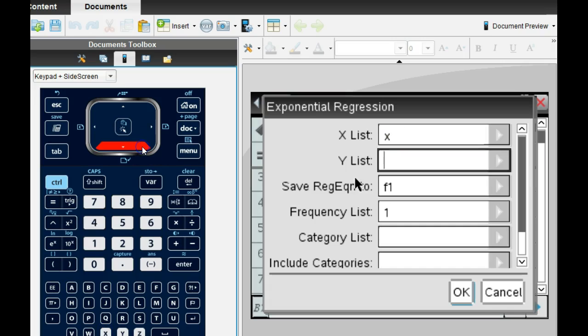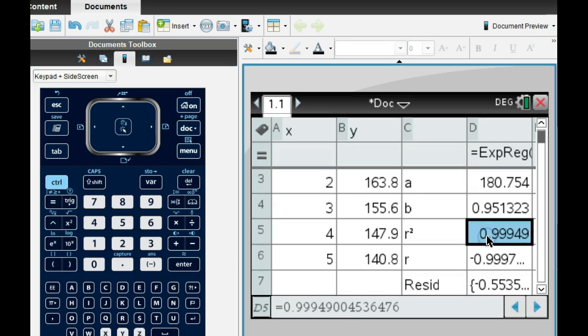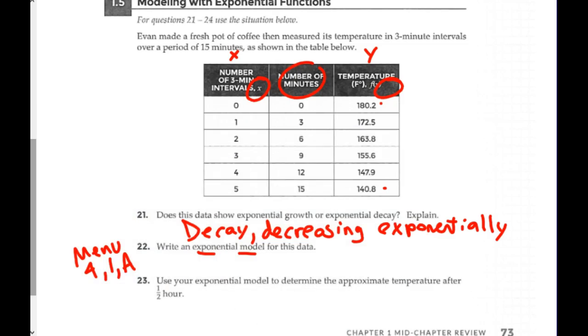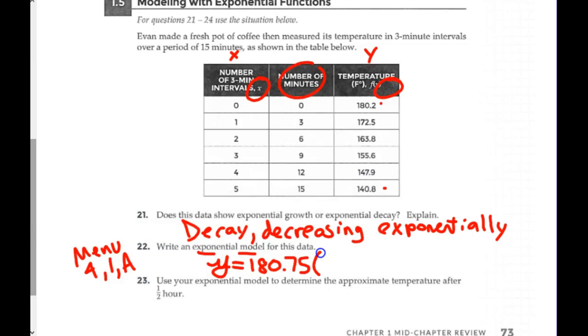Hit X, hit Y. My R squared is pretty close to 1, that's good, so my equation is going to be 180.75 times 0.95 to the power of x.